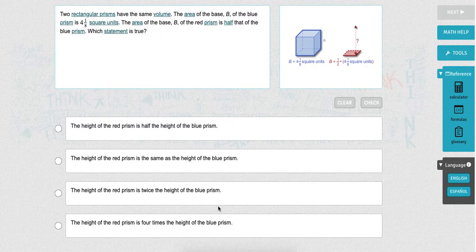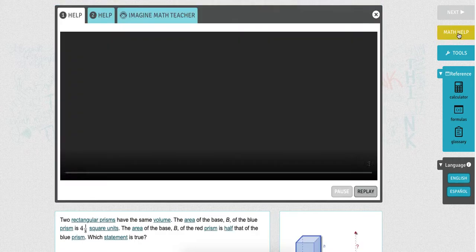The height of the red prism is twice the height of the blue prism, and the height of the red prism is 4 times the height of the blue prism. Well, I'm not quite sure, but I do know that it's not the first two. It's got to have to do with the height here. So let's look at some math help.